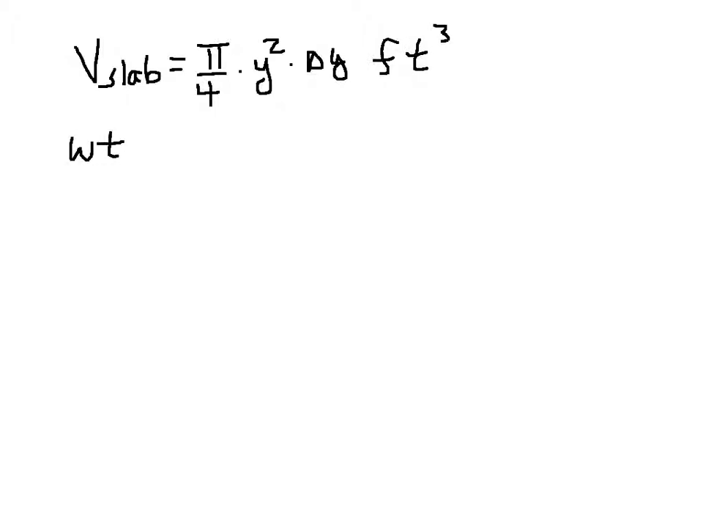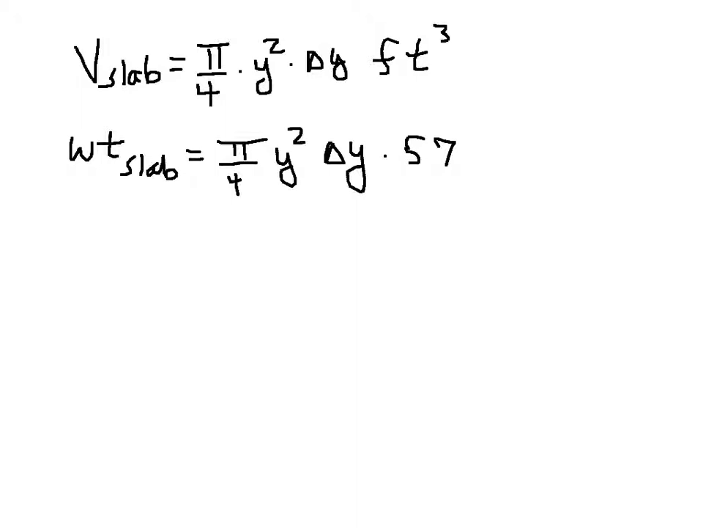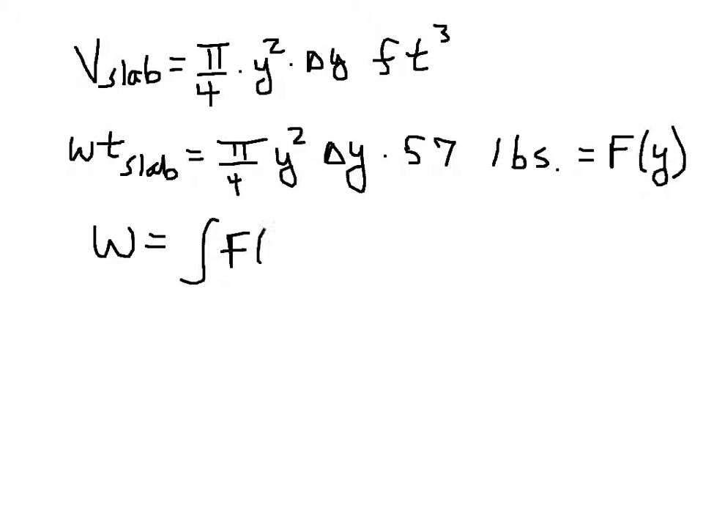So the weight of the slab is pi over 4 y squared delta y times 57 pounds. And that is a force, and it's the force for y feet high. So therefore the total work is what we get when we integrate f of y dy.